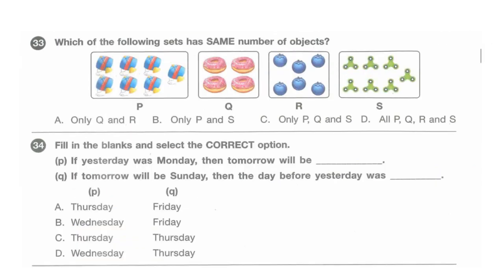Question number 33. Which of the following sets has same number of objects? The objects are given and they are put into 4 different sets. And then option A says only Q and R, B says only P and S, C says only P, Q and S, and D says all P, Q, R, S. We have to find the sets that have the same number of objects.